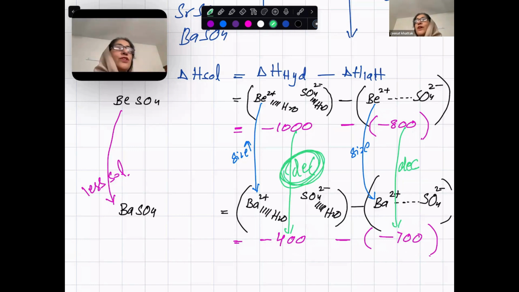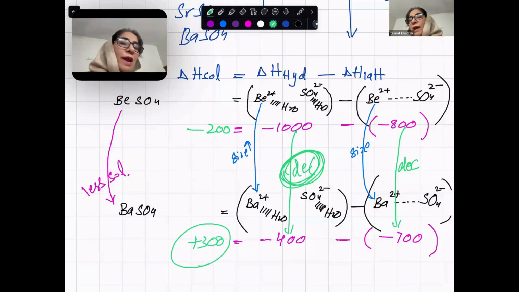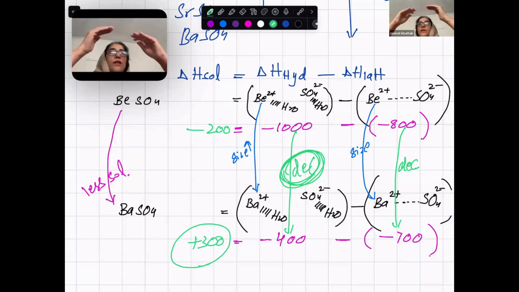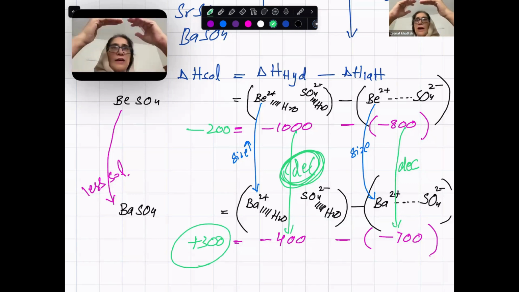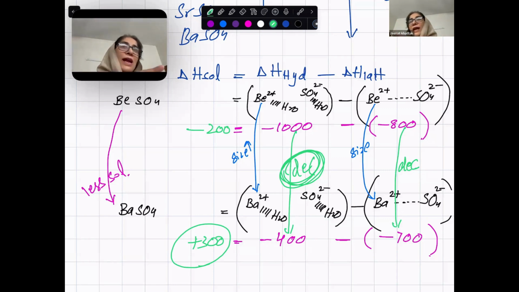The hydration. You know, the upper is how much? The solution is how much? Minus 200. This is how much? Plus 300 endo. Look, down the group, size of cation increase, delta H hydration, delta H lattice both decrease, getting less exothermic, but the hydration decreases more significantly. Right? Listen.